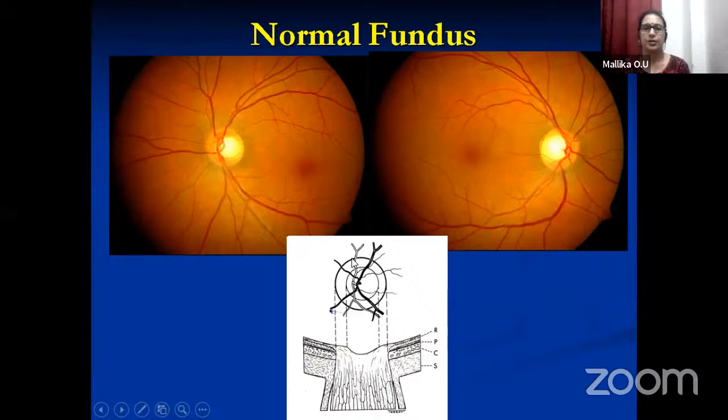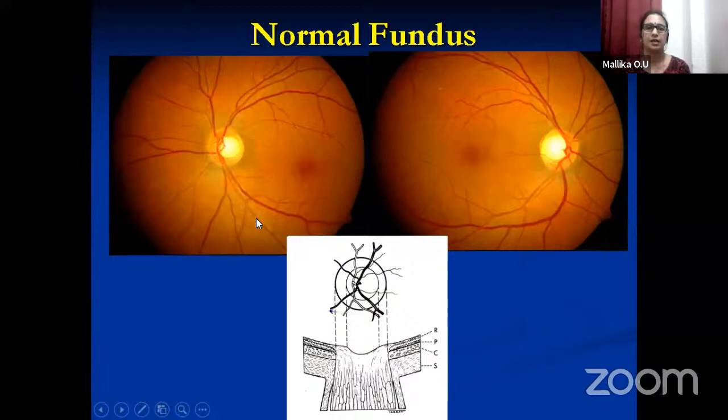The arteries show a linear reflex that is called a light reflex, which is very important in the pathology. And the arteriovenous ratio normally is 2:3. You can see in the normal picture, this is the vein, which is thick in caliber, bright red in color, compared to the arteries. This one is the artery.